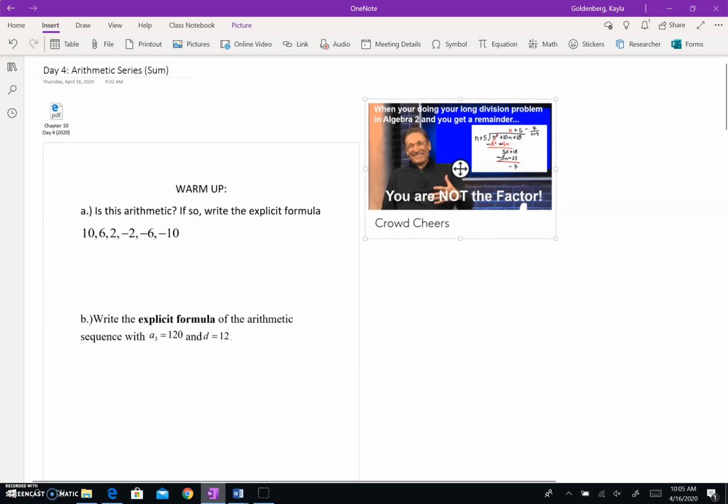We are on day 4, which is Arithmetic Series, which is a fancy term for sum. Our previous lesson was just an arithmetic sequence of numbers. We're going to look at what happens when we add them together.